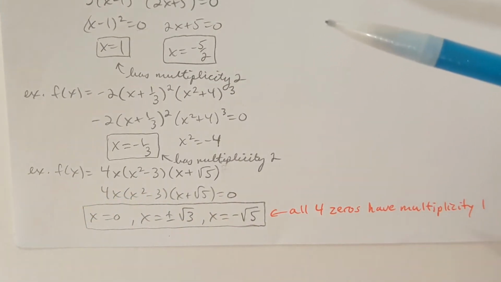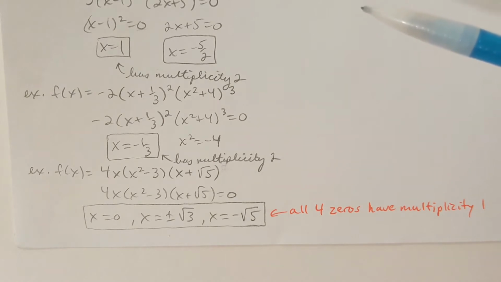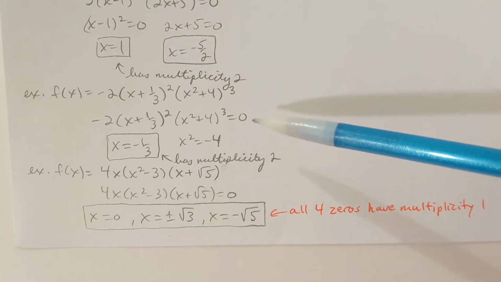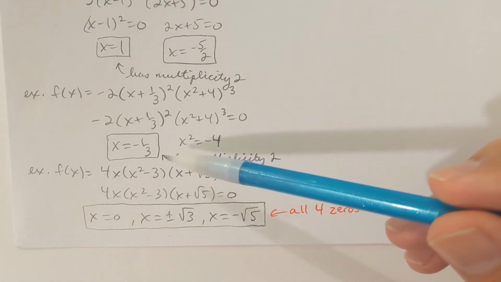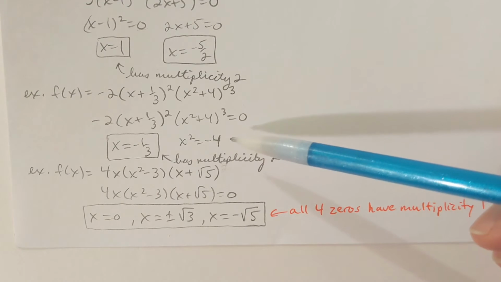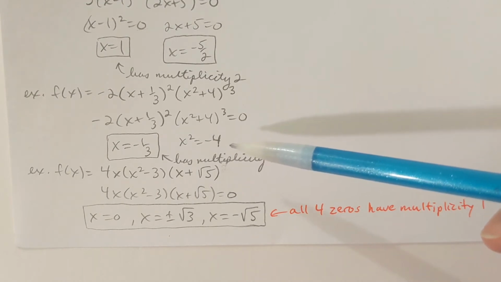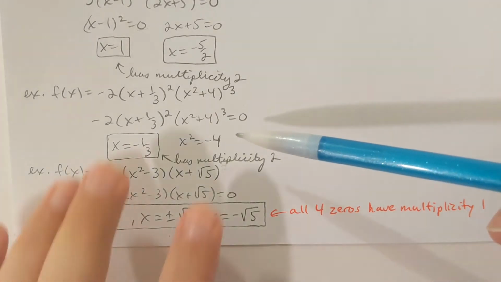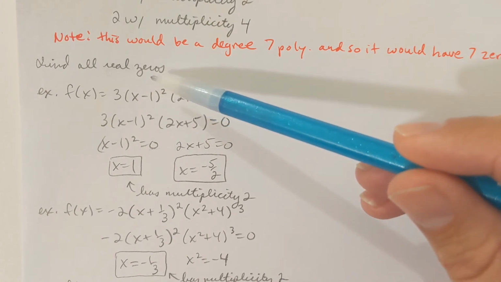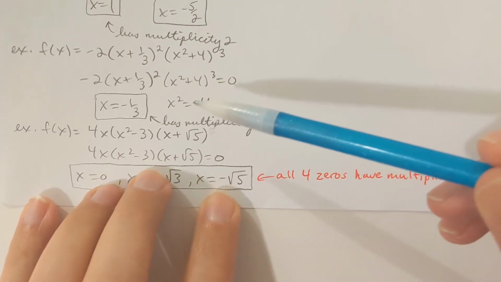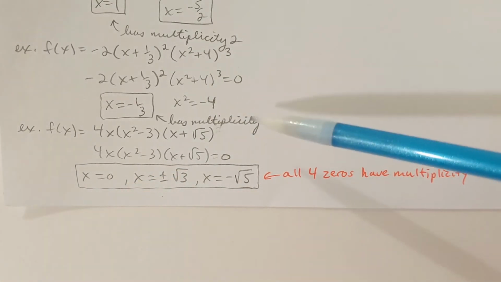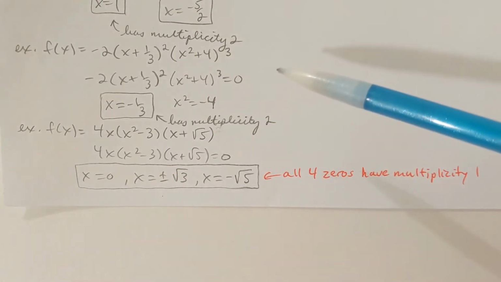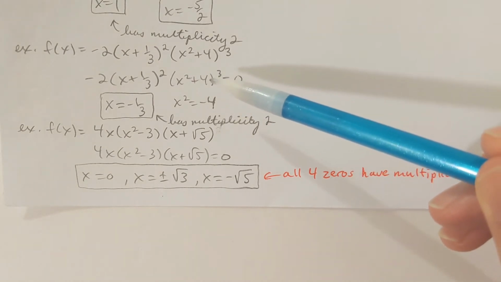Another expression, f of x equals -2 times x plus 1 squared times x squared plus 4 cubed. Well, I divide by -2, and x equals -1/3. x squared equals -4 means that x would be plus or minus the square root of -4, which would have complex zeros. And the directions here, I want to find all the real zeros. Okay, so this would only have one real or 2 real zeros, since it has a multiplicity of 2. There are 5 zeros total.